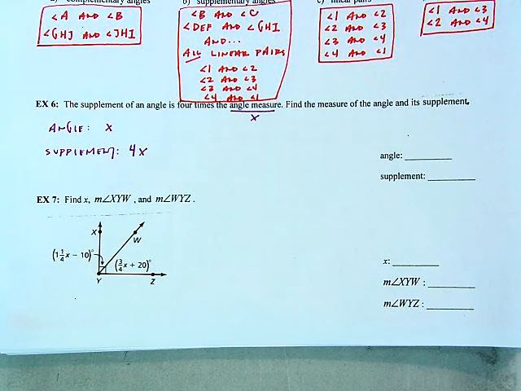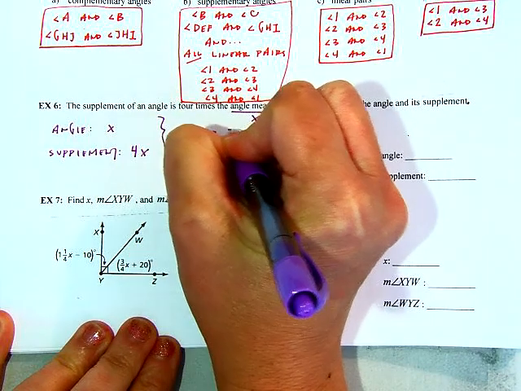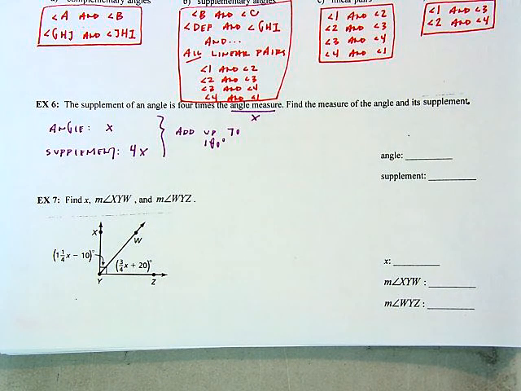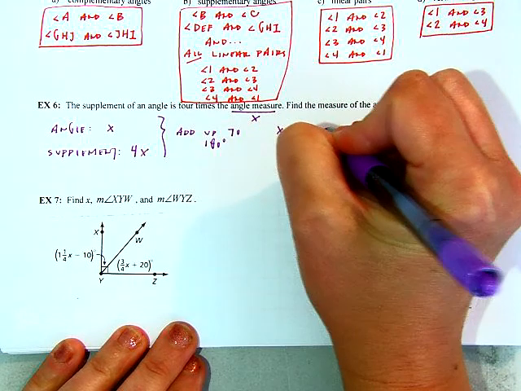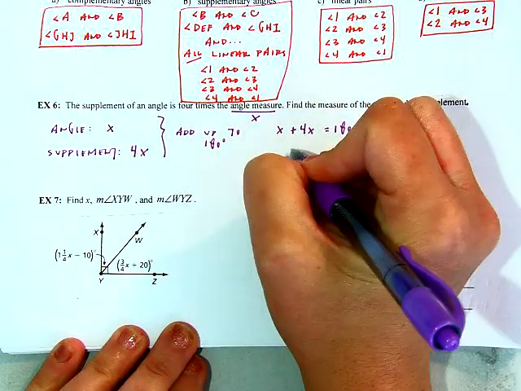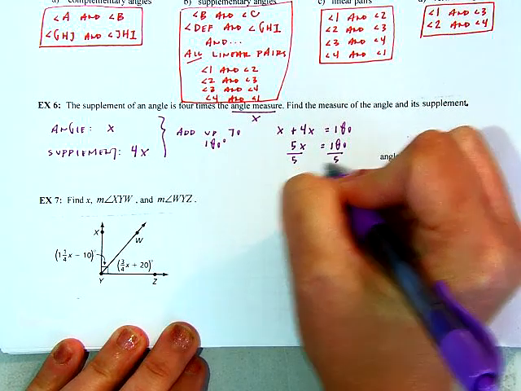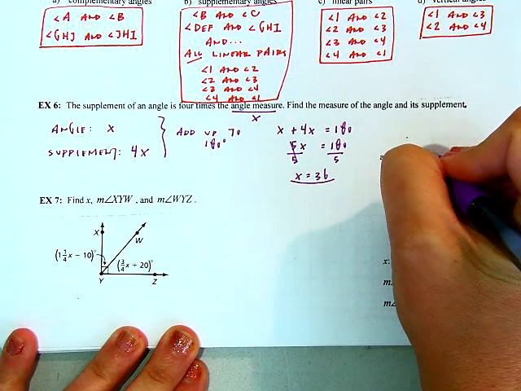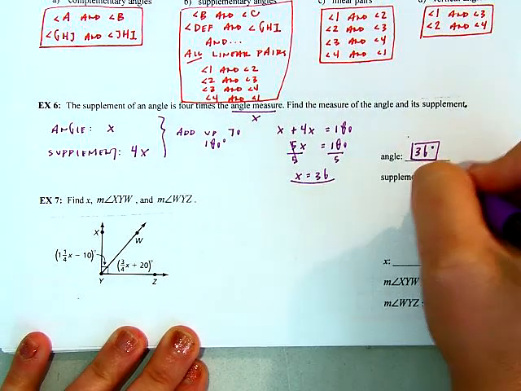Since the angles are supplementary, I also know that they have to add up to 180 degrees. Supplementary angles always sum to 180. So I've defined my angle, I've defined the supplement, and together they have to add to 180. So I can build an equation. x plus 4x equals 180. Combine those like terms. So 5x equals 180. Divide by 5, and I get that x is 36. So the angle itself is 36 degrees, and its supplement, 4 times 36, is 144.